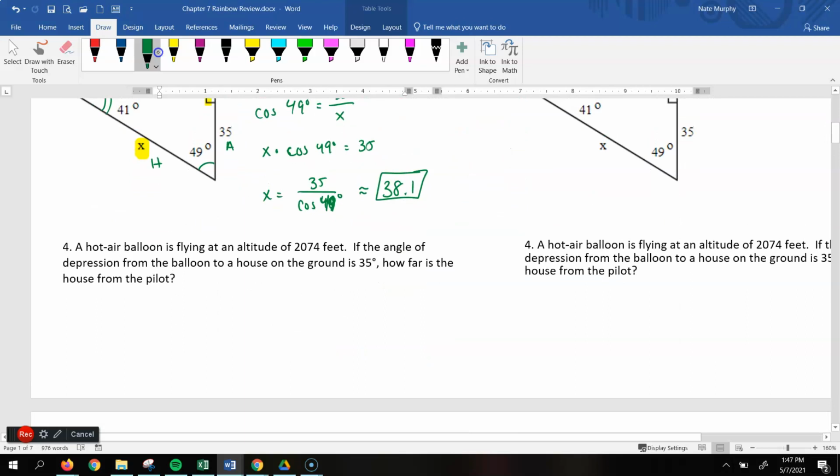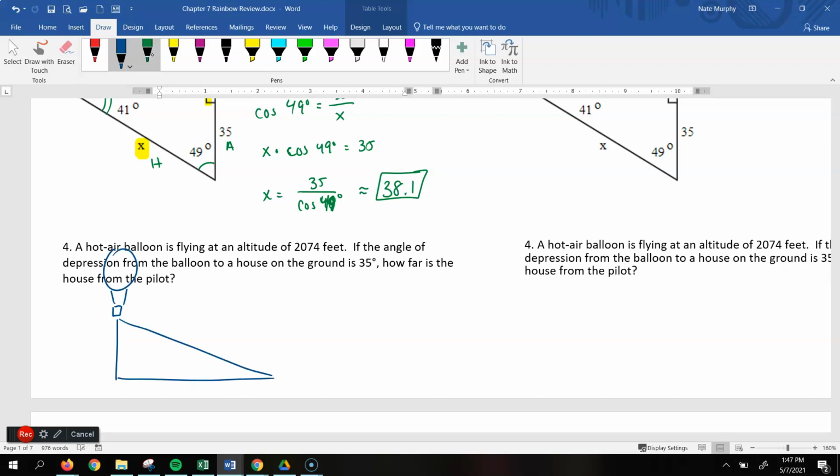All right, let's look at this last one. It says a hot air balloon is flying at an altitude of 2,074 feet. If the angle of depression from the balloon to a house on the ground is 35 degrees, how far is the house from the pilot? All right, so we get to draw a picture here. So let's say this is my hot air balloon, and this is the house.